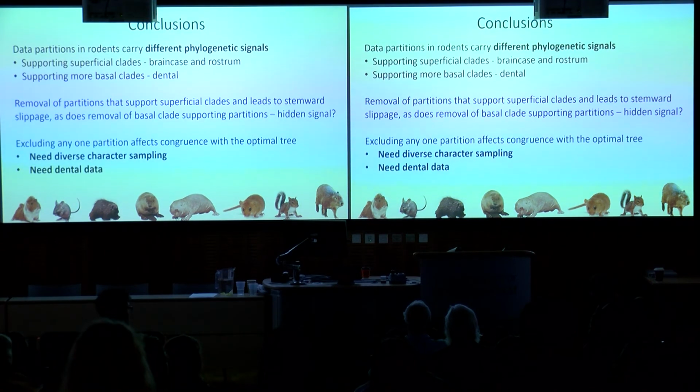And of course, excluding any one of these partitions has a negative effect on congruence with your optimal tree, especially in the case of dental data. So just to highlight again the importance of sampling as many characters as possible from across as many partitions as possible.